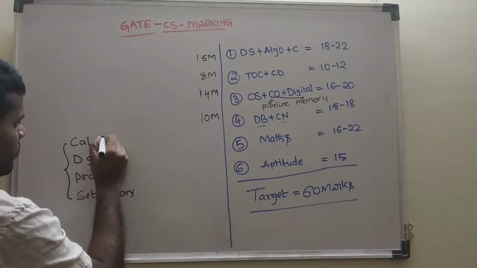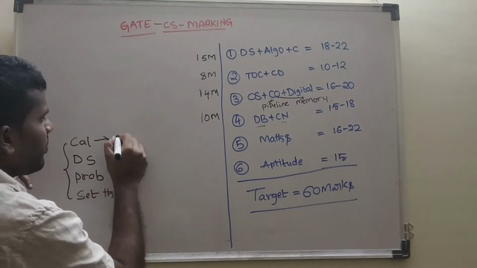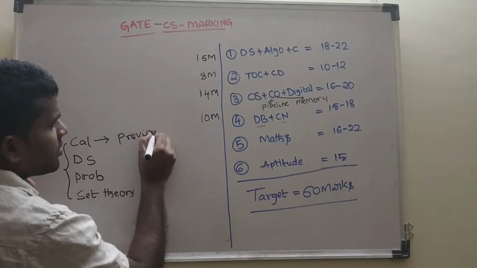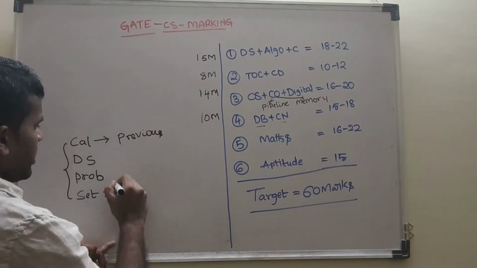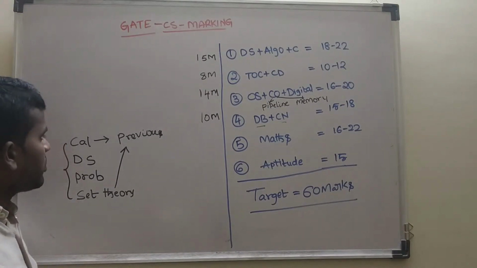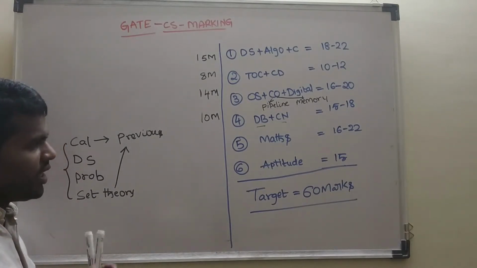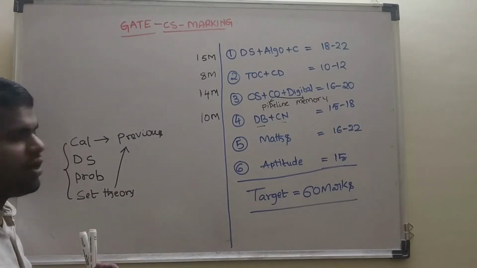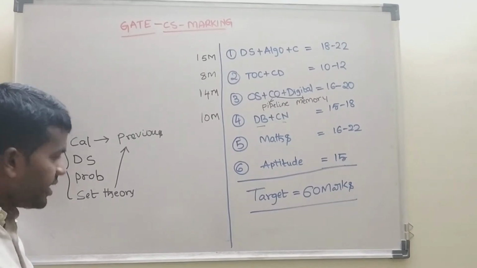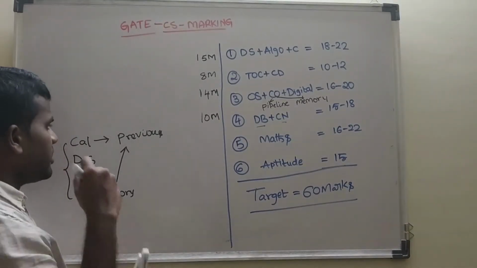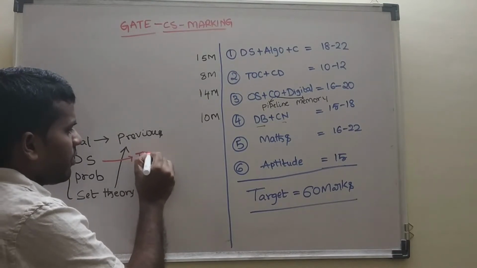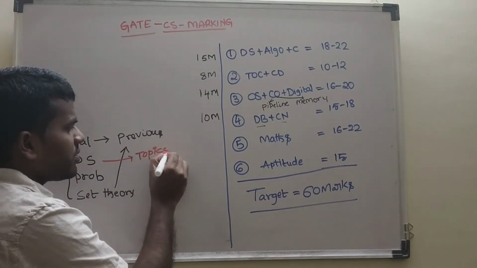So in calculus, what you have to do is only previous year questions. Previous year questions, same thing. Here you can observe that calculus and set theory, even aptitude also, you have to practice only previous year questions. Here I can say that in discrete structures, some of the topics are very easy. Go by topics.